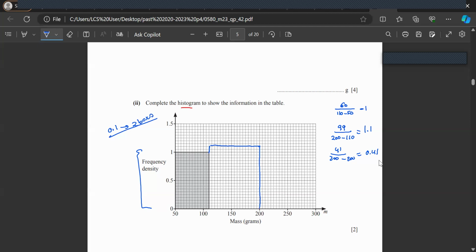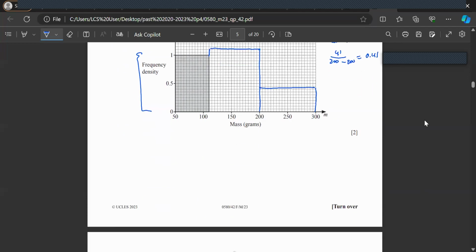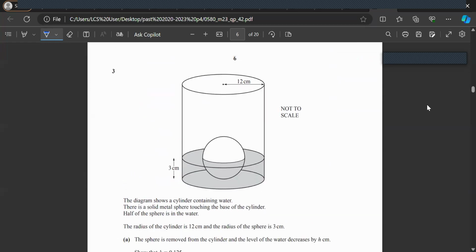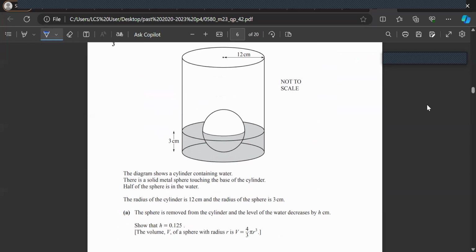So where is 0.4? Before 0.5 by 2. Then I will go up a little, like this. Any problem till now? No. Okay, this is also very important. All the exam is very important.